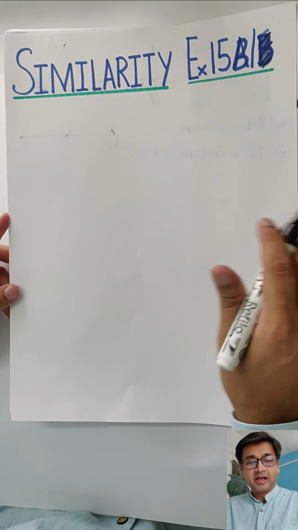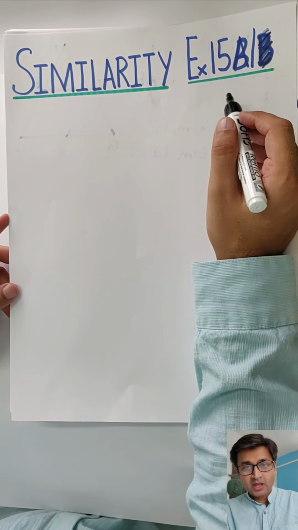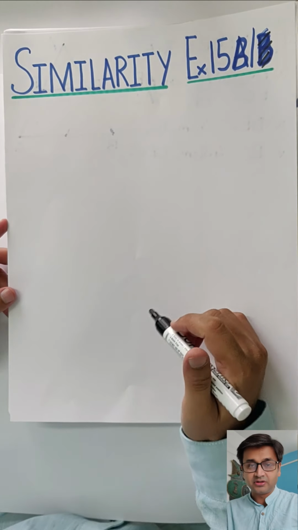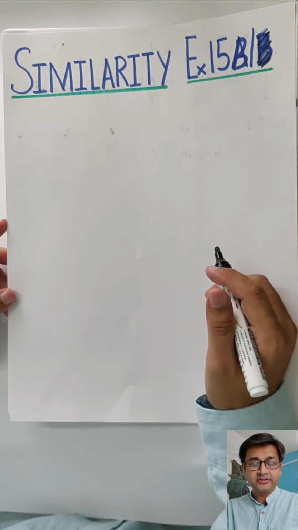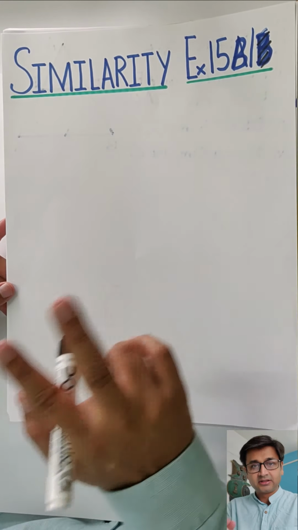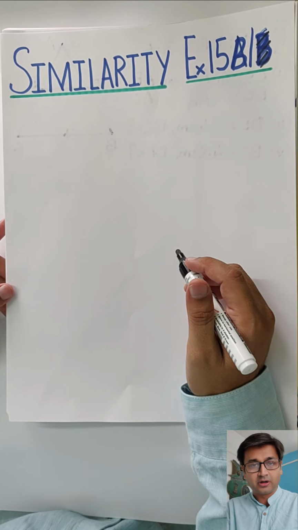Hi, we're getting into similarity exercise 15b. We had finished 15a in 3 videos, 3 different parts, and now we're getting into 15b. 15b is a fairly easier exercise. There are only 2 new concepts that you need to understand.